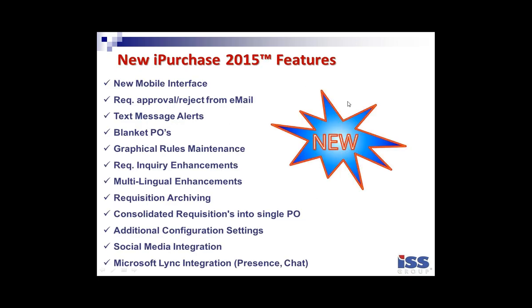Now, in 2015, we're very excited to be offering a bunch of new features inside of iPurchase. The new mobile interface, which we'll be looking at today. I'll be showing you what an email looks like and the ability to approve or reject a requisition directly from the email. We now offer text message alerts. So not only do we send out emails, but we send text messages out to a mobile device. We offer blanket POs. We have enhanced our rules maintenance program for it to be more graphical user interface. We'll show you a little bit of that today.